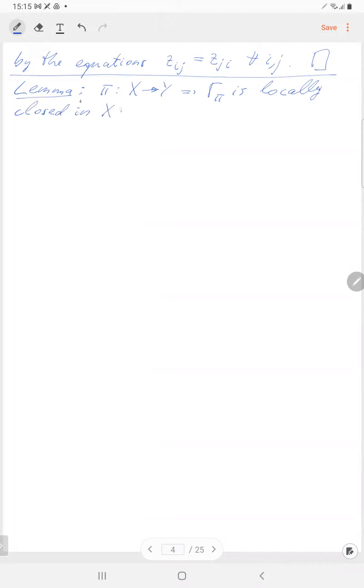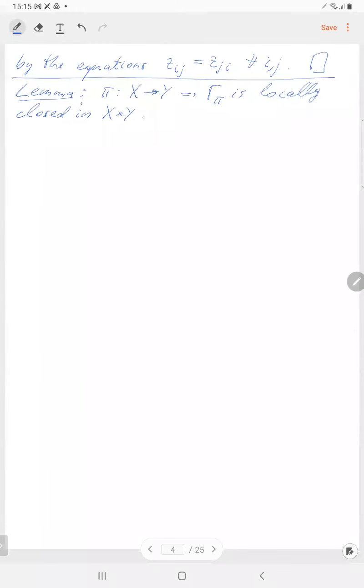In their product. Okay, so we have just proved that if Y is separable, then the graph is closed, but for arbitrary Y, the graph will be locally closed. So let's prove this, and let's consider the affine open cover of Y.